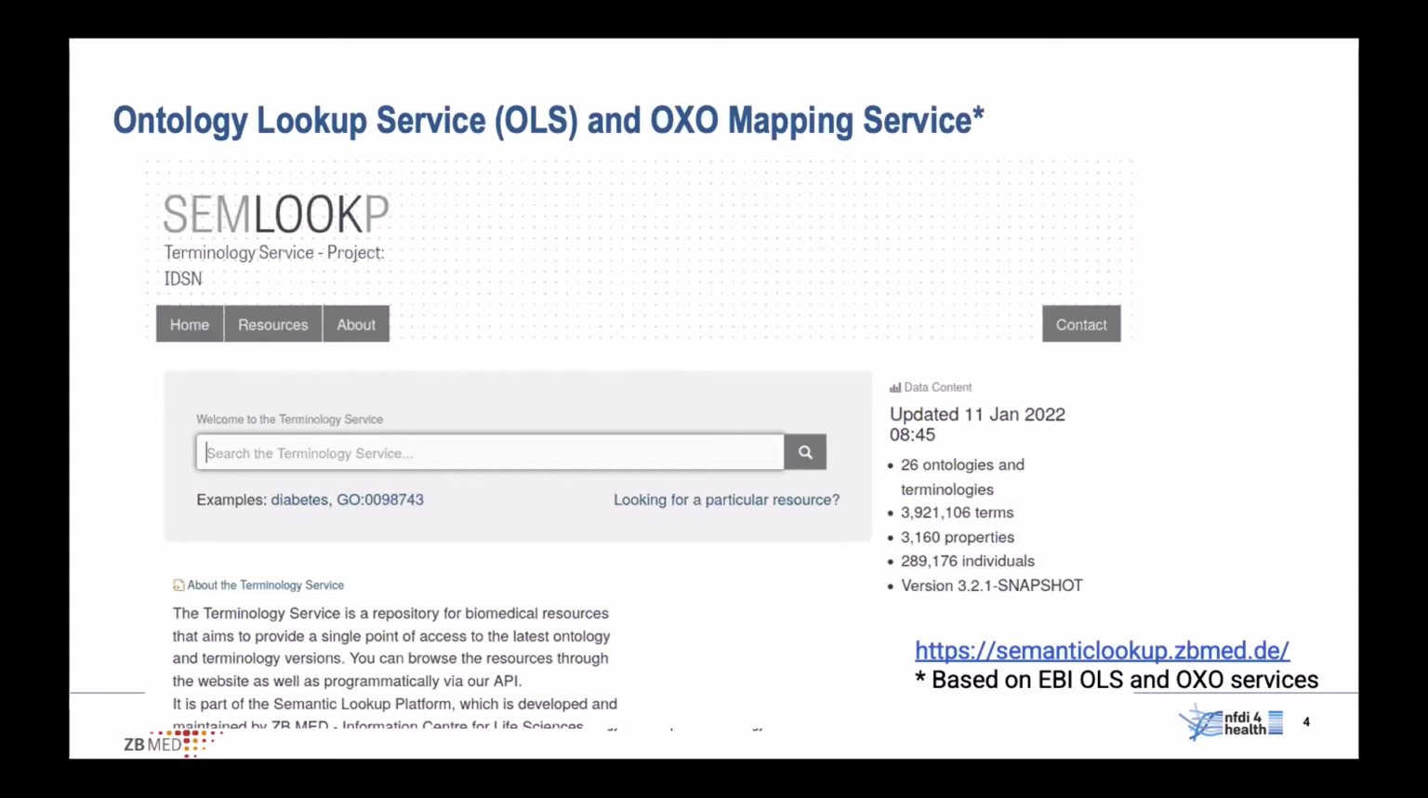We also have a separate set of terminologies compared to OLS and OXO, based on two views. On the one hand, we only want to use a subset to reduce complexity. On the other hand, we need to add the terminologies which are currently not in the public services. And these services are also publicly available.